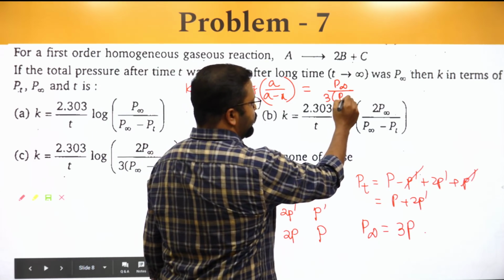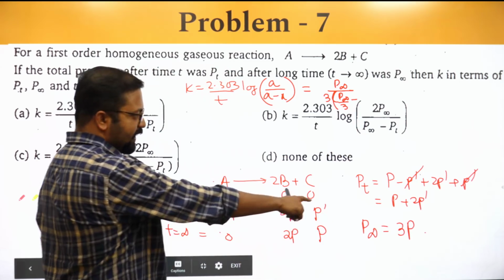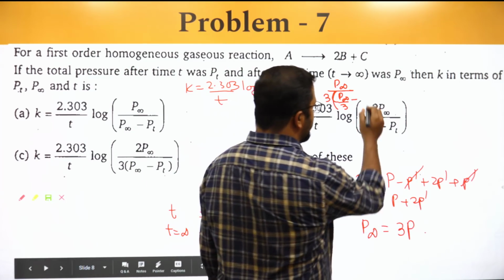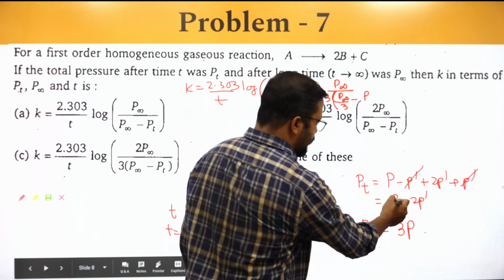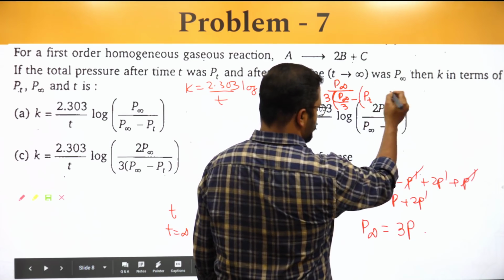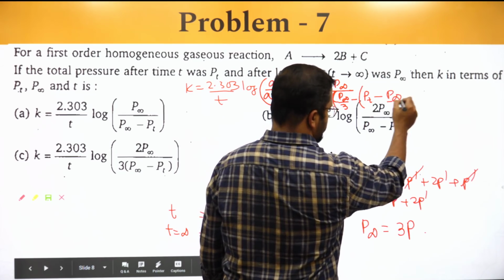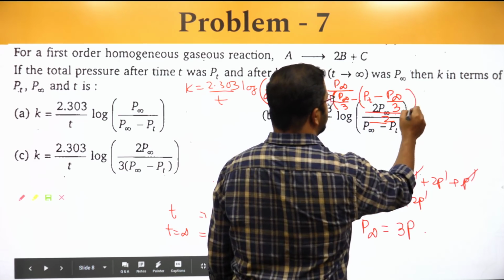I will again write P infinity by 3 and I will calculate P dash. P dash will be written as P infinity by 3. So Pt minus P infinity by 3 whole divided by 2.